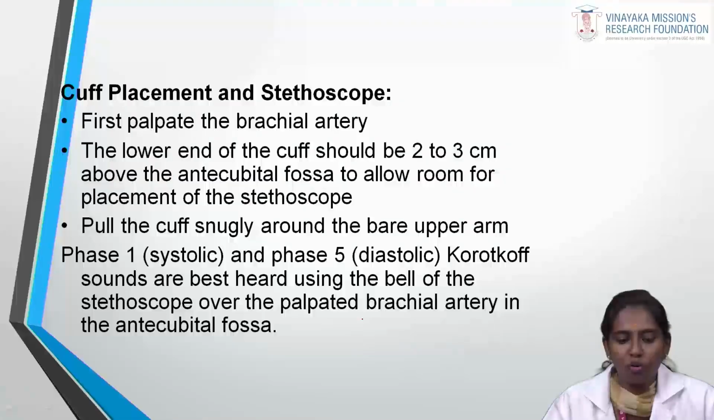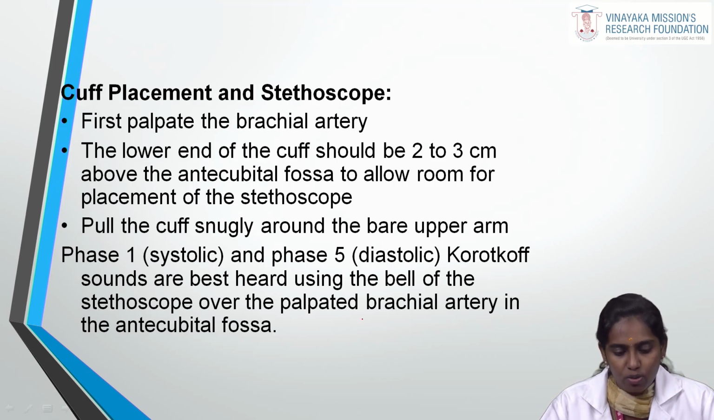Then, how your cuff will be placed, and your stethoscope. First you will palpate the brachial artery. Then the lower end of the cuff should be 2 to 3 cm above the antecubital fossa to allow room for placement of the stethoscope. Then pull the cuff snugly around the bare upper arm. Phase 1 is the systolic and phase 5 is the diastolic. Korotkoff sounds are best heard using the bell of the stethoscope over the palpated brachial artery in the antecubital fossa. You will be hearing the sound in the antecubital fossa.